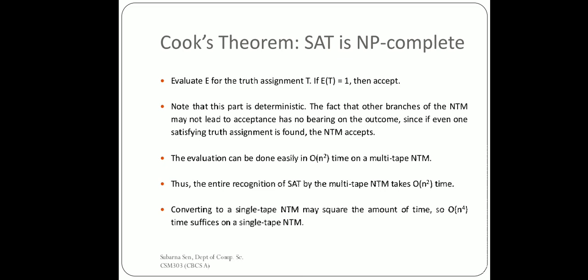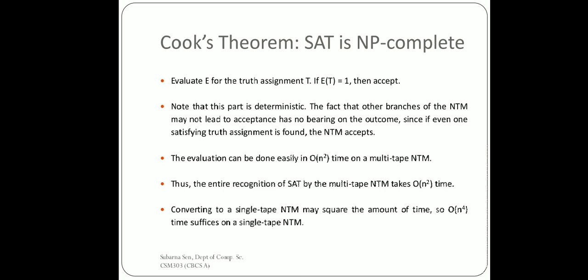Now this evaluation can be done in order of n square time on a multi-tape Turing machine. Why is it so? Because we have found that each path consumes order of n time, so for n paths there will be order of n square time consumption if we use a multi-tape non-deterministic approach. But if we have to simulate the same thing using a single-tape Turing machine, the work that the multi-tape Turing machine is doing would become the square of what it consumes, that is order of n to the power 4. But you can see this approach we have already seen in our previous lecture.